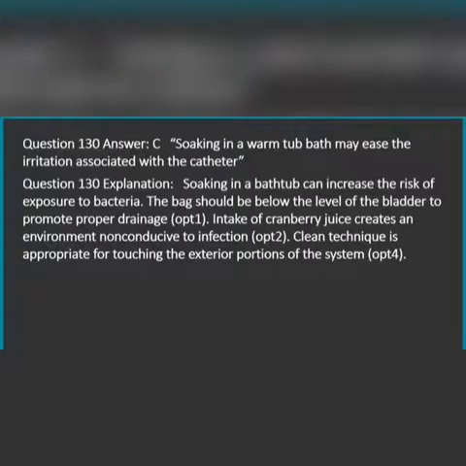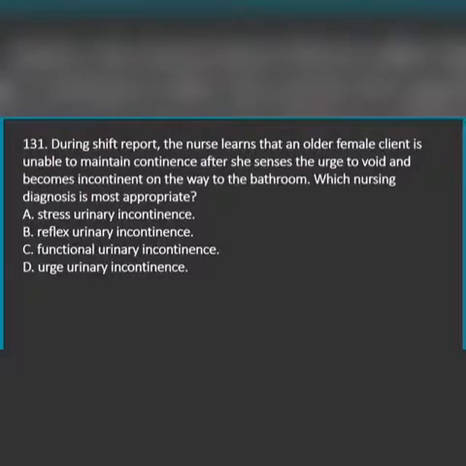Question 130. Answer: C. Soaking in a warm tub bath may ease the irritation associated with the catheter. Explanation: soaking in a bathtub can increase the risk of exposure to bacteria. The bag should be below the level of the bladder to promote proper drainage. Option 1. Intake of cranberry juice creates an environment non-conducive to infection. Option 2. Clean technique is appropriate for touching the exterior portions of the system. Option 4.